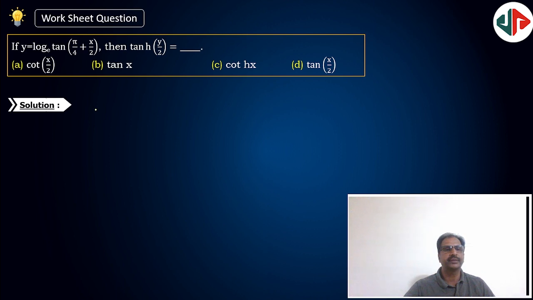From the given y, e power y will be equal to tan of pi by 4 plus x by 2. E power minus y is cot of pi by 4 plus x by 2.